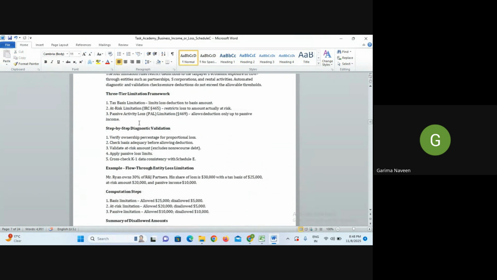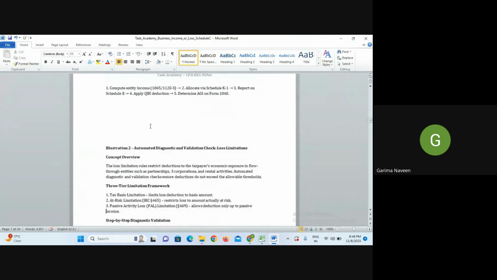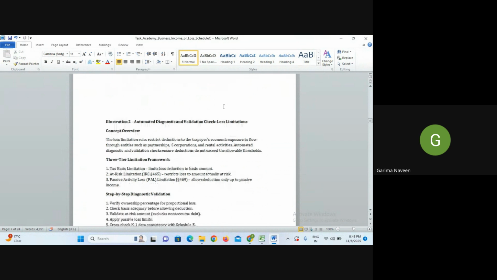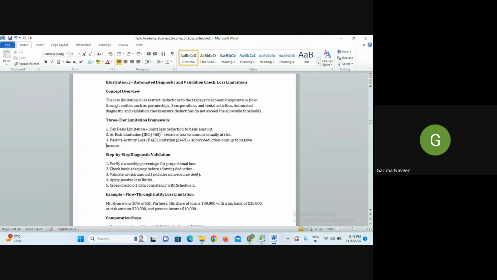But here the loss limitation is given. Since the losses from the entity flow to their Form 1040, but you can't deduct all the losses from your other kinds of income. It will be subject to certain limitations. This is kind of a filtration unit. First of all, the tax basis limitation. If you have tax basis in your S corporation or partnership, then you can deduct your losses up to the amount of tax basis from your other income, and all losses in excess of this you need to carry forward.